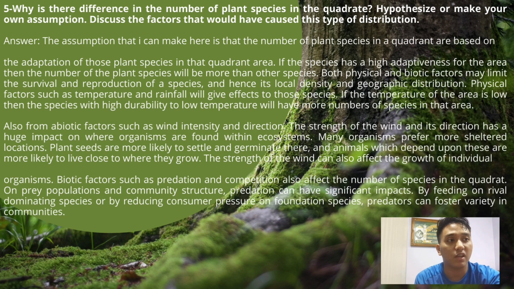Biotic factors such as predation and competition also affect the number of species in the quadrant. On prey population and community structure, predation can have a significant impact by feeding on the dominating species or by reducing consumer pressure on foundation species. Predators can foster variety in communities.